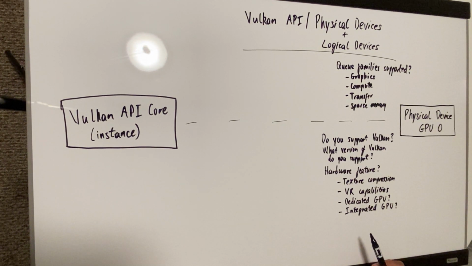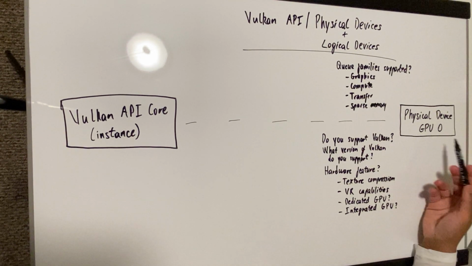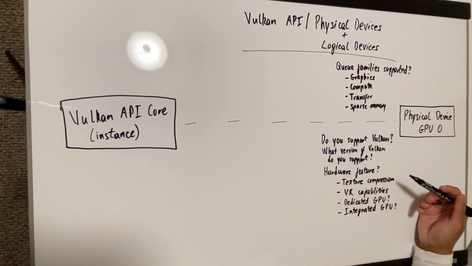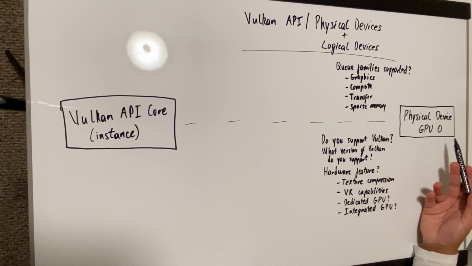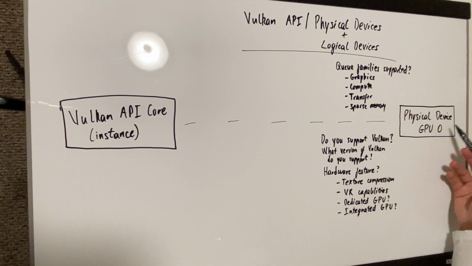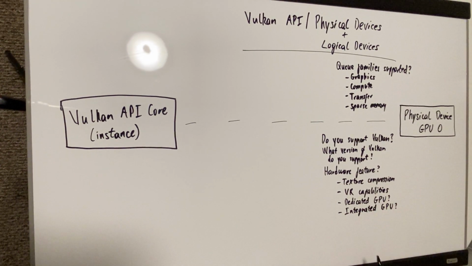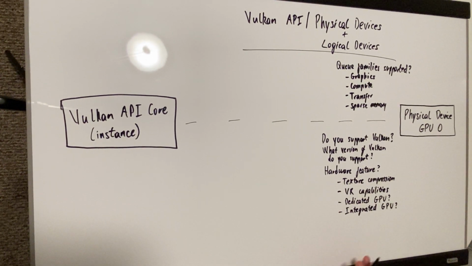So let's say this GPU is only a compute GPU, and we're trying to present a triangle to the screen. We're not going to use this GPU because it doesn't have graphics capability. It's purely a computational GPU. It has no ability to present graphics or anything like that. So we want to present a triangle to the screen, and we're not going to use this physical device.